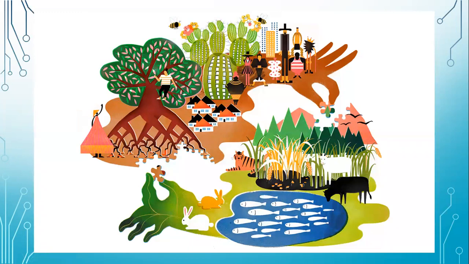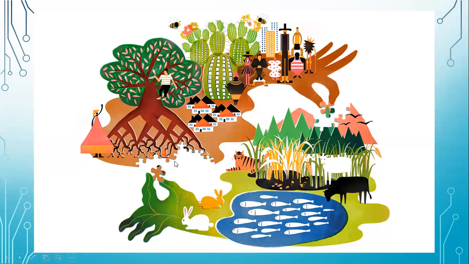Hi, teacher. Hello, Salman. What can you see in the picture? I see a cow. Some cows. And fish. Fish, very good. And water. And houses. Yes. And people. People, yes. What else? And cactus. Cactus, okay.